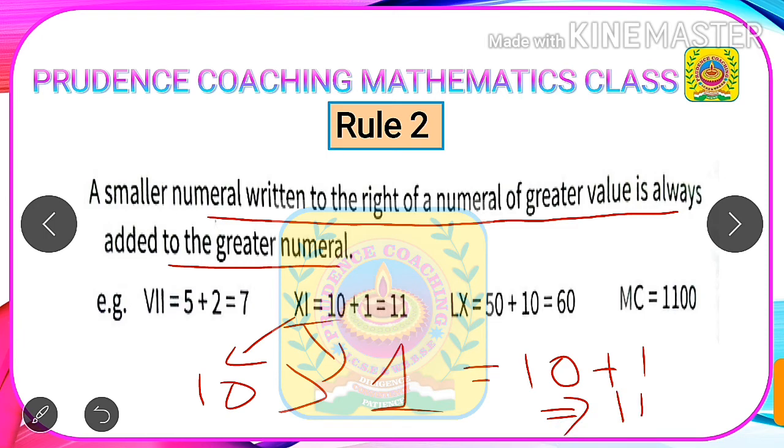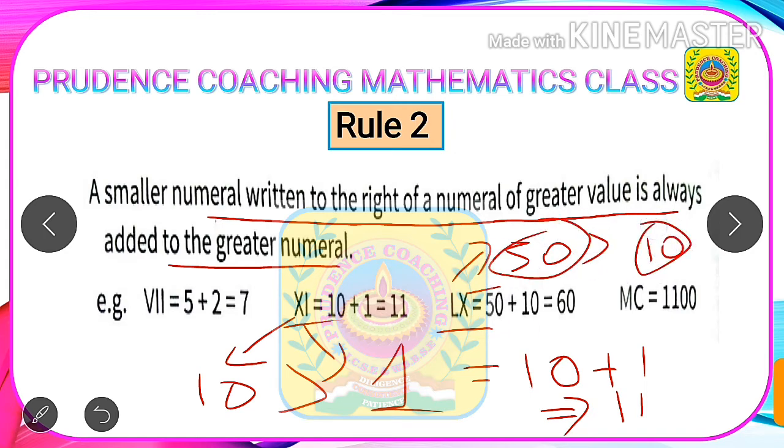Let us see another example. L means 50 and X means 10. So as you can see, 50 is greater than 10, so we will add 10 to 50 and get our answer 60. So I think it is clear to you.